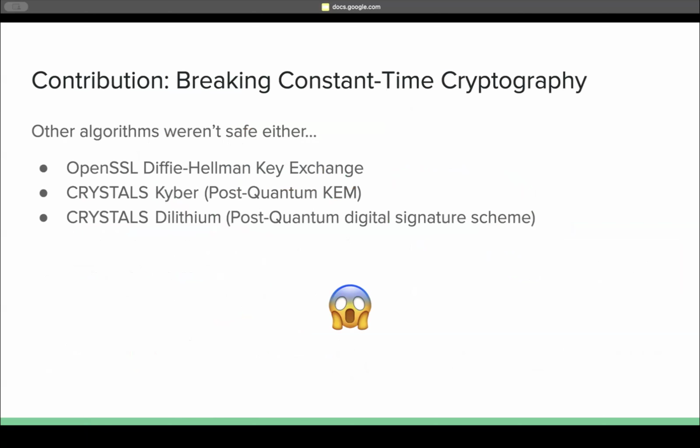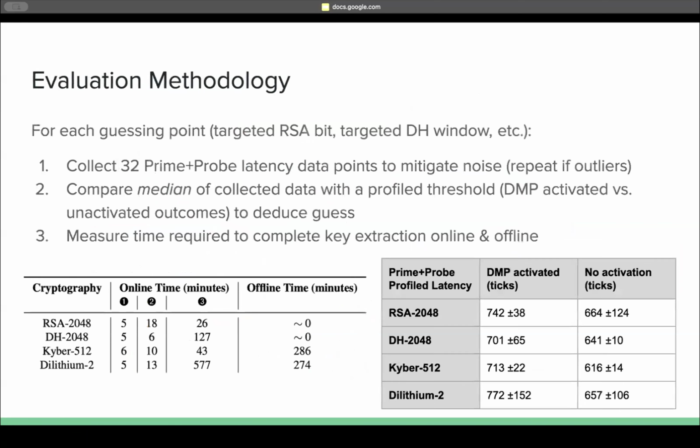If you may not know, Diffie-Hellman is used in transport layer security, or TLS, so that's kind of a big deal. They also demonstrated that post-quantum cryptographic primitives like Kyber and Dilithium weren't actually safe from this vulnerability either.